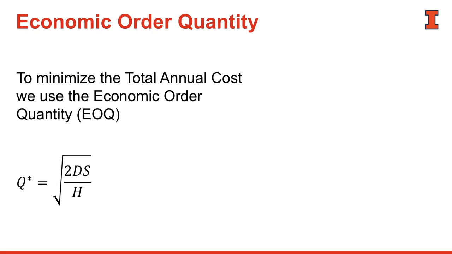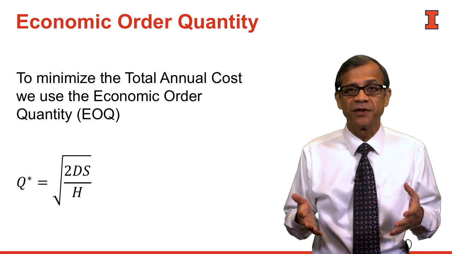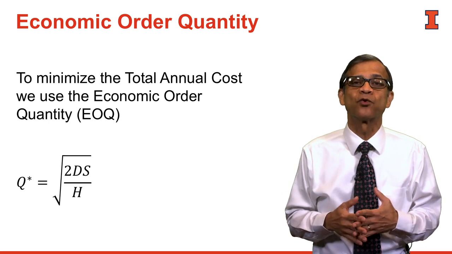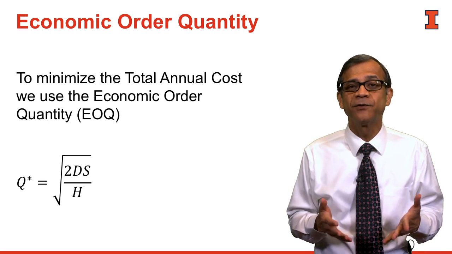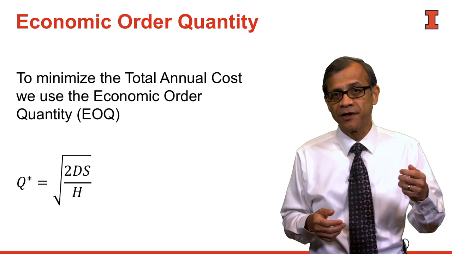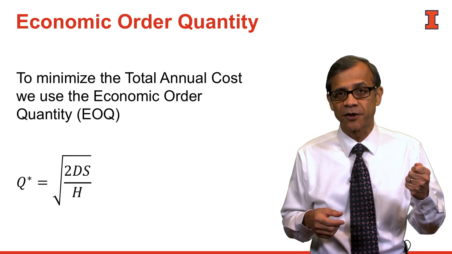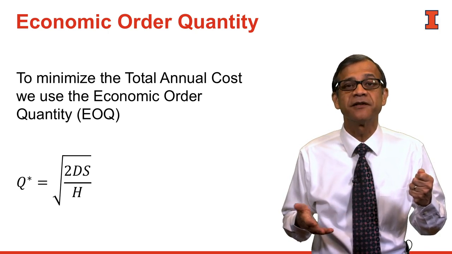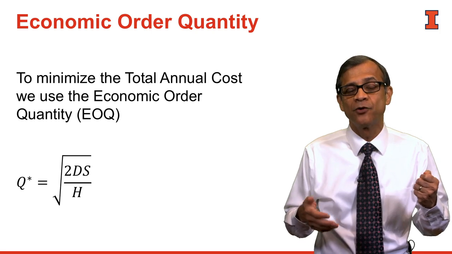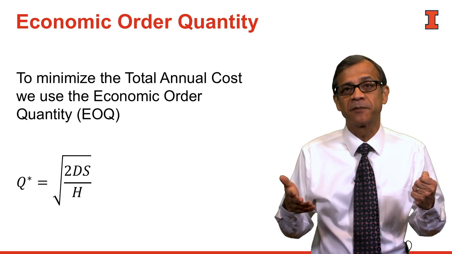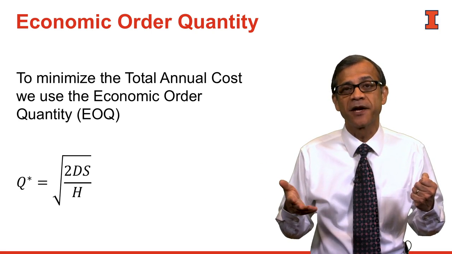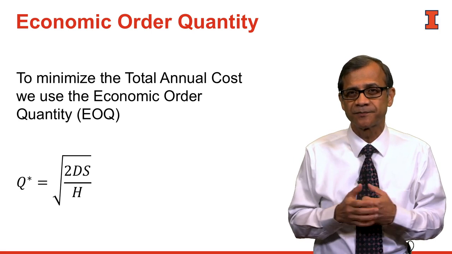So mathematically, I can solve this by finding what's called the economic order quantity, or EOQ. The EOQ is the quantity that minimizes the total annual cost. We use Q superscript star to denote the economic order quantity, and it's given by the square root of 2 times the demand multiplied by the setup cost divided by the holding cost.